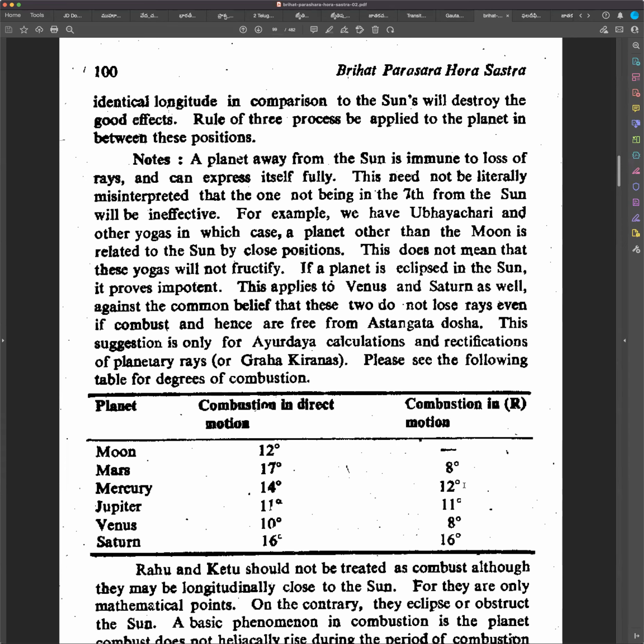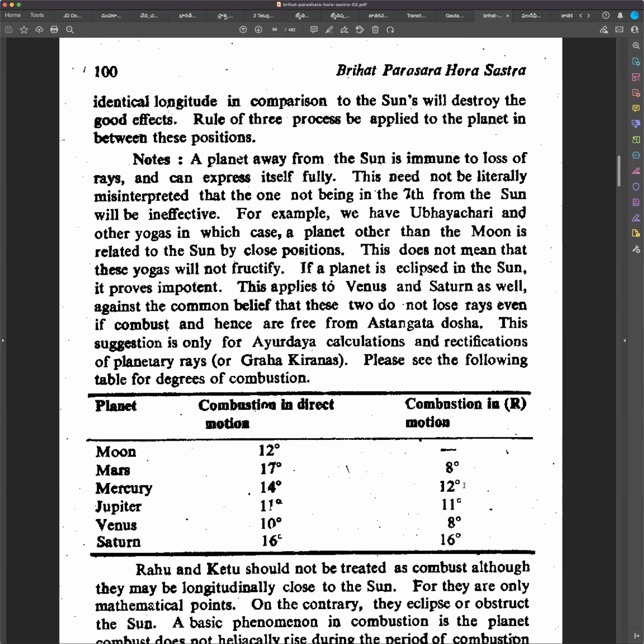Because this is 14 degrees, suppose you take the Sun as the center. This 14 degrees applies on both sides: left side 14 degrees from the Sun as well as right side 14 degrees. Not just one side, you need to see both sides. So if you take the overall span of combustion degrees, left 14, right 14, means total 28 degrees.